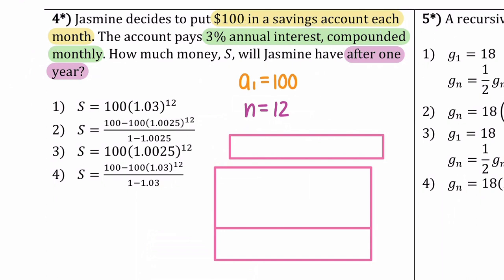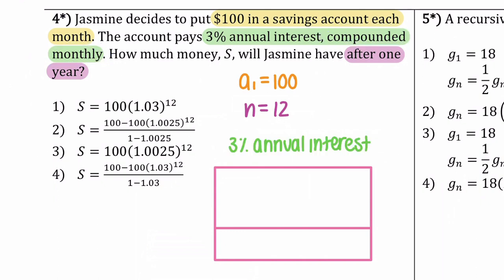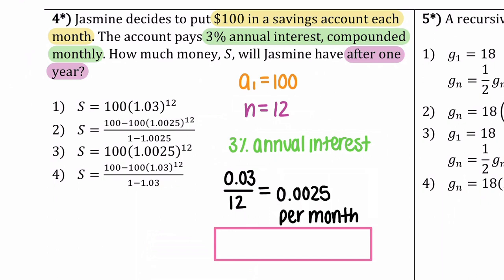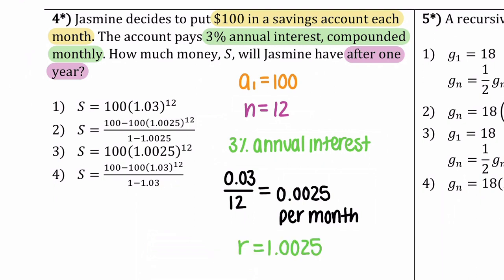And so if we look at the growth R, it says 3% annual interest, but it says compounded monthly. So even though it might seem like we just multiply by 1.03, we have to remember that 3% annual interest, if it's compounded monthly, it means we divide by 12, thus giving us 0.0025 per month. So again, because it's growing, we're going to have to add 1, thus giving us R is equal to 1.0025. So if we were to follow our geometric series formula, that's therefore going to give us answer choice 2 right there.